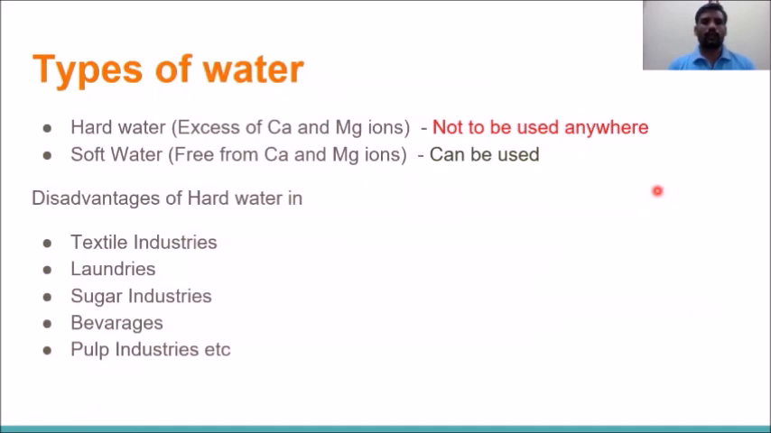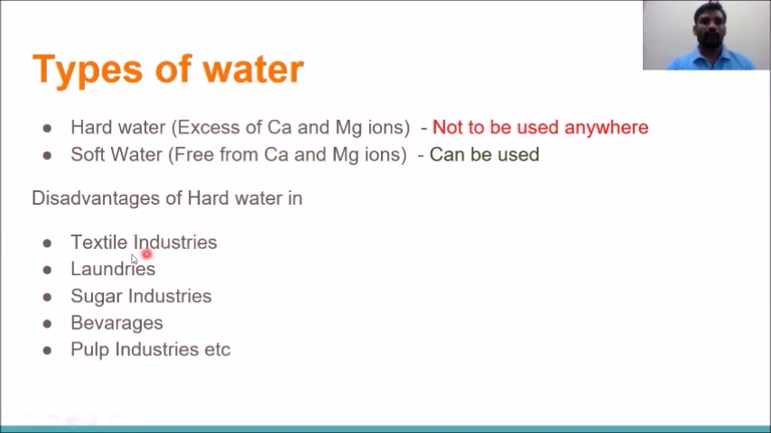There are two different types of water, namely hard water and soft water. What is hard water? Hard water does not produce lather with soap solution, and soft water is free from calcium and magnesium ions. Especially these two ions, calcium and magnesium, are responsible for hardness. Hard water is not to be used anywhere; soft water is to be used. Why is hard water not to be used? Again, the question arises. There are some disadvantages of hard water in industries that we are going to deal with.